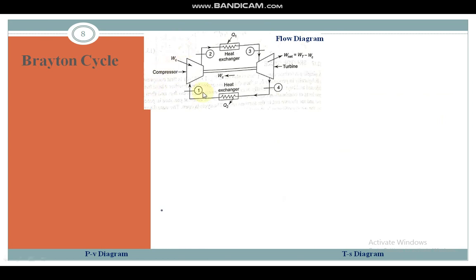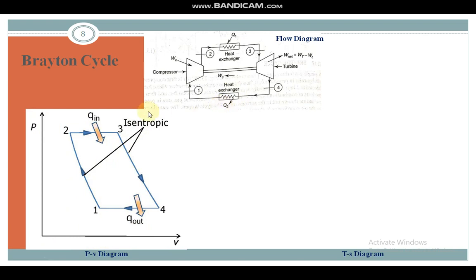So this is the flow diagram of the Brayton cycle, from compressor to combustion chamber to turbine to the heat exchanger for heat rejection. The PV diagram is shown like this. This is the PV diagram. There is the isentropic compression 1 to 2, constant pressure heat addition 2 to 3, isentropic expansion 3 to 4, and constant pressure heat rejection 4 to 1.